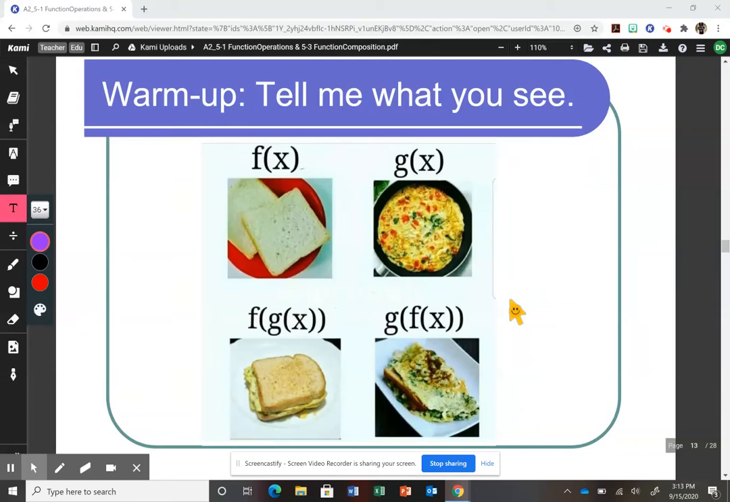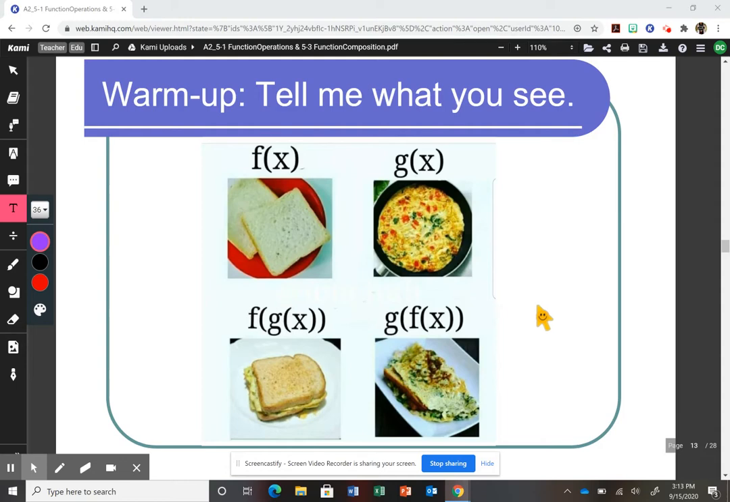Hello. So today for class, we're going to start with a warm-up and you're just going to tell me what you see. So here we have a function, we're going to call it f of x, and f of x is bread. And here we have a function g of x, and g of x is, I guess, an omelet. So tell me what you notice about these two things. What is the difference between these two? Okay, go ahead and pause the video and write down what you see on your paper.